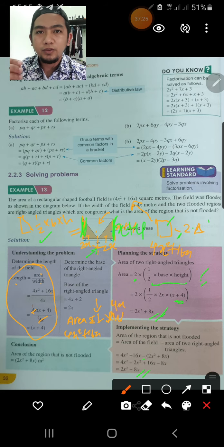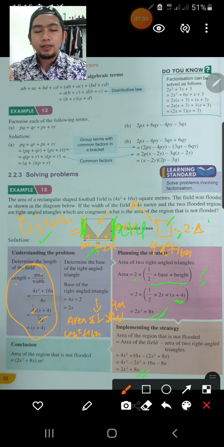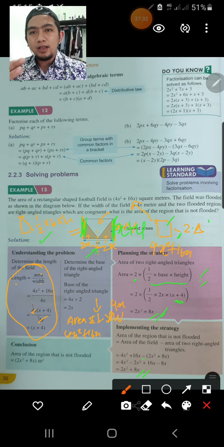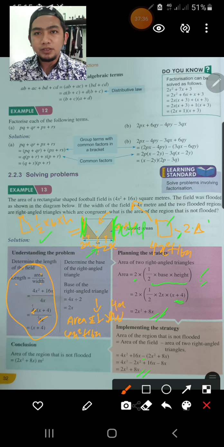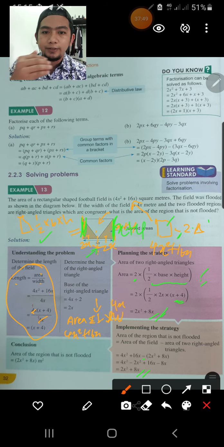So untuk jawab solving problem, you kena take out all the problem. Better you lukis. Okay, so bila you lukis, barulah you dapat imagine how to solve the question. And you kena remember all the formula of area of rectangle, square, triangle, maybe ada trapezium, kan? So you kena alert semua itu.